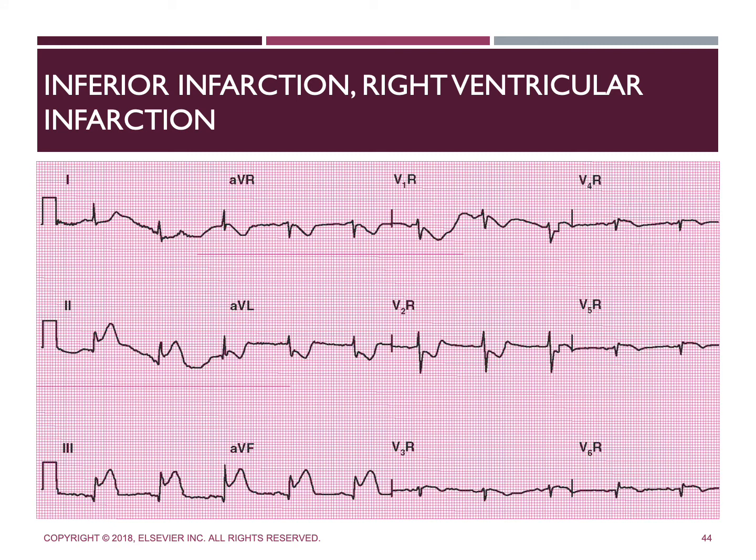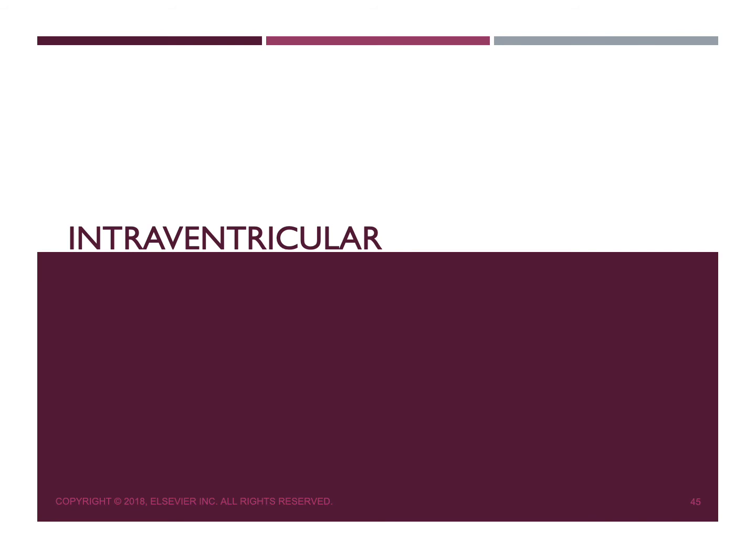So what you're looking at here in your leads is an inferior infarction and a right ventricular infarction, okay? So an RVI is in here as well. So this is just giving you an overall picture of what that looks like in regards to what we just covered on the last slide. Now we're going to move into intraventricular.